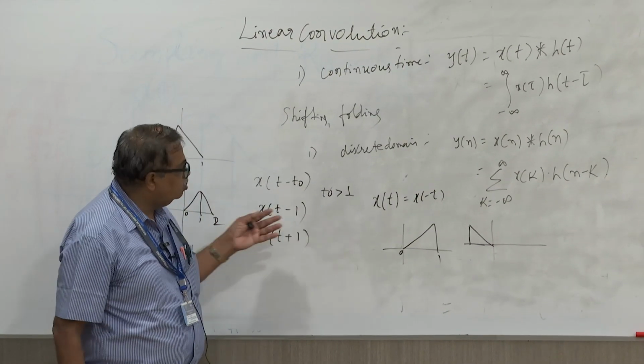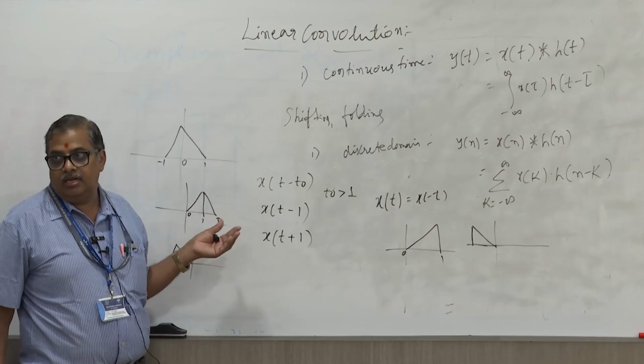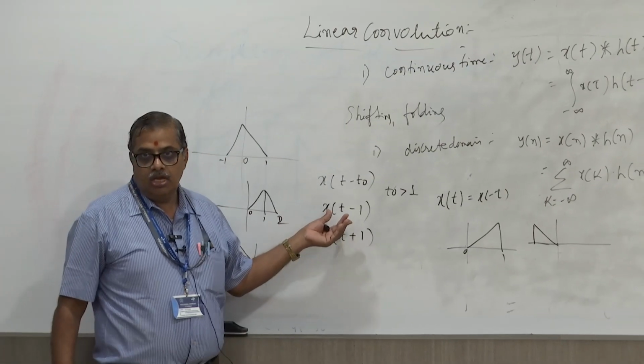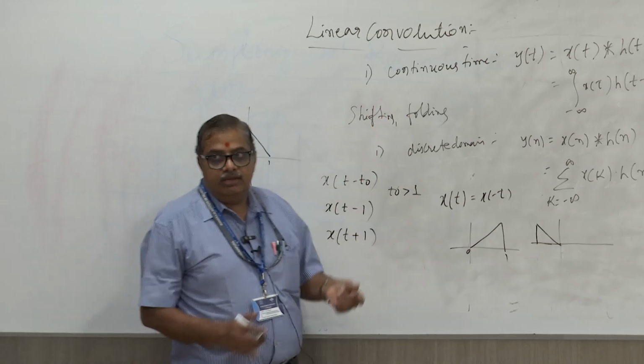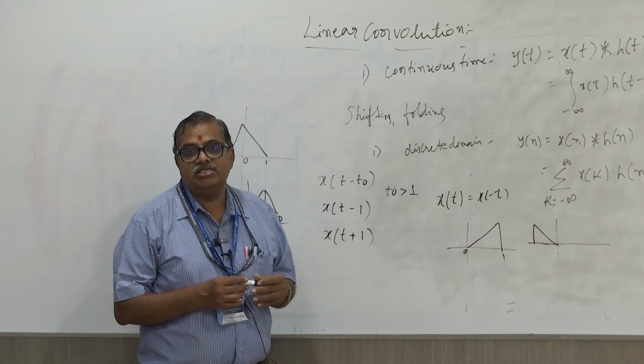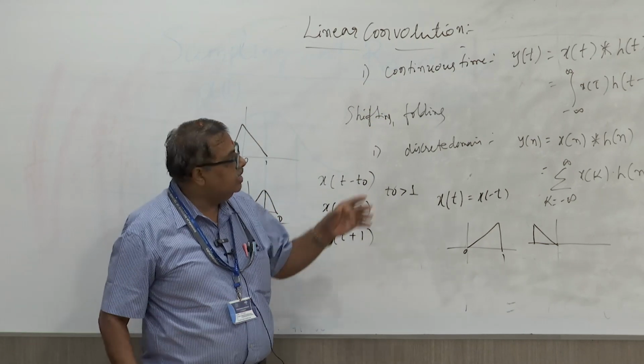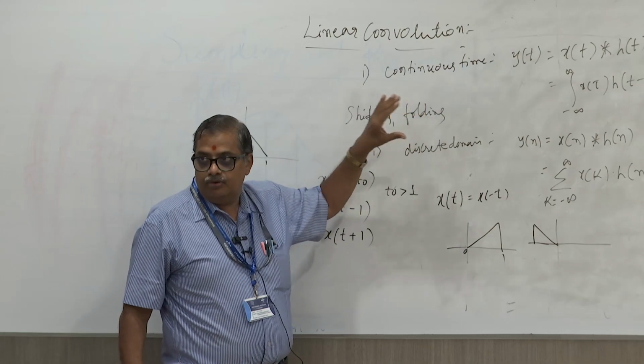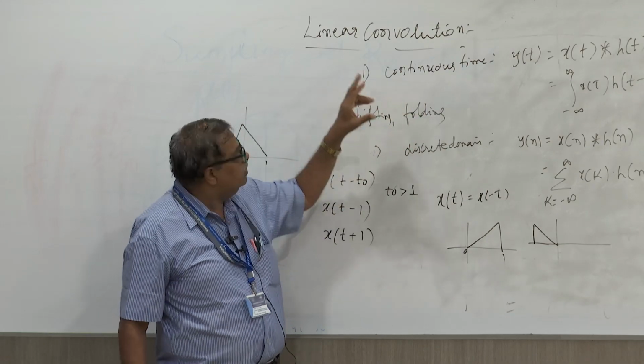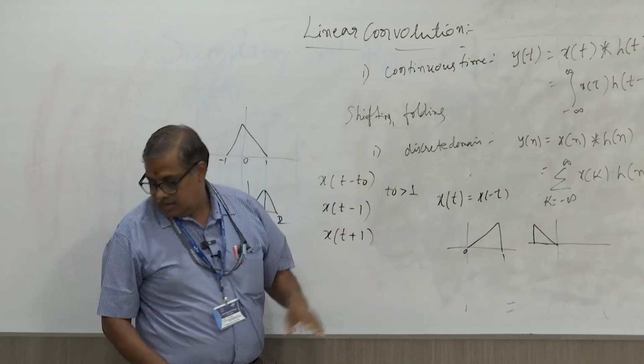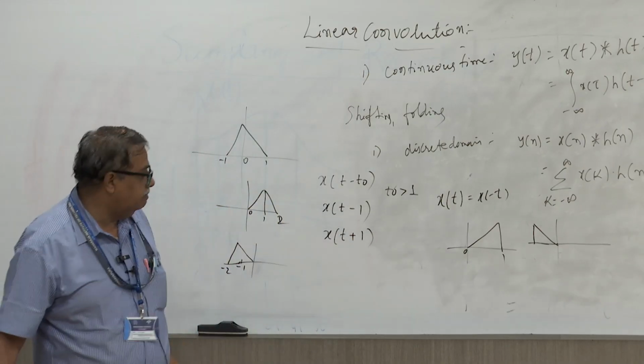These two operations are very important in the convolution process. Convolution is the basic thing we do in digital signal processing. For any digital signal processor, if you want to do a filtering process, it will do convolution only. Okay, so let us take a simple example.